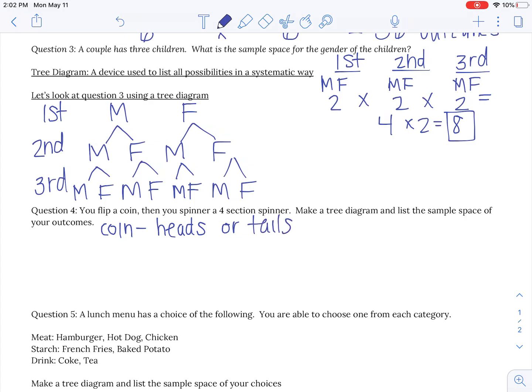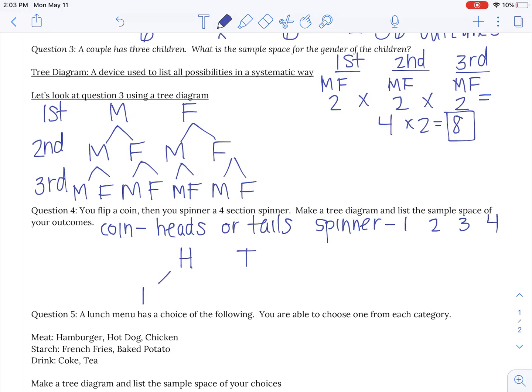And then we have a spinner. We're just going to name this spinner, since it has 4 sections, as 1, 2, 3, and 4. And we're going to make a tree diagram. So since we have to do a flip of a coin and a spin of a spinner, I'm going to start by listing heads and tails for the flip of our coin.